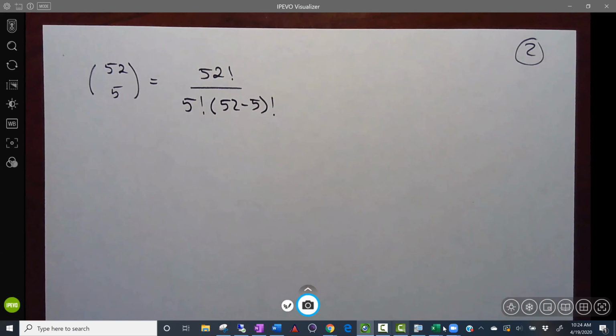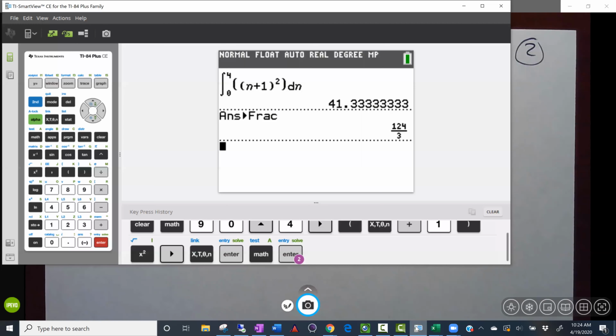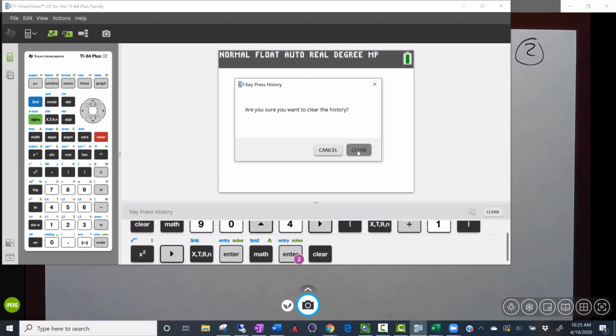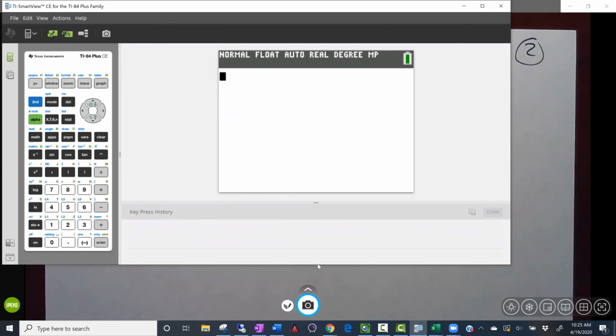And let's do that here on our screen. So I'll clear out some of this stuff. Clear that, yes. And beneath here, you'll see the key history so you can follow along a little bit with what I do. One of the things I'll need in this calculation is a 5 factorial, which is just 5 times 4 times 3 times 2 times 1. But rather than do that, make your calculator do that.